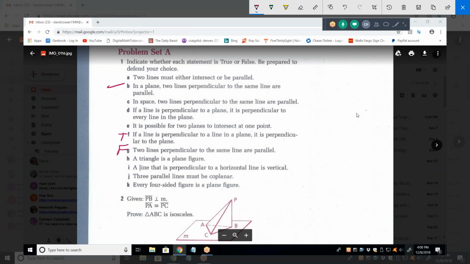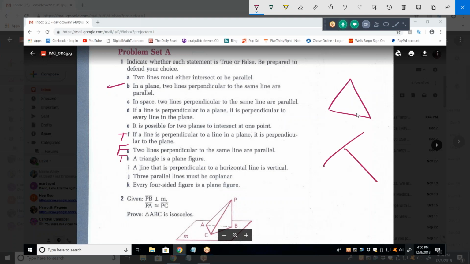A triangle is a plane figure. That is true because it's just a regular object, not 3D. It's in one plane, exactly. It's not three-dimensional. A line that is perpendicular to a horizontal line is vertical. That's false because it didn't say that it was in a plane, on the same plane.